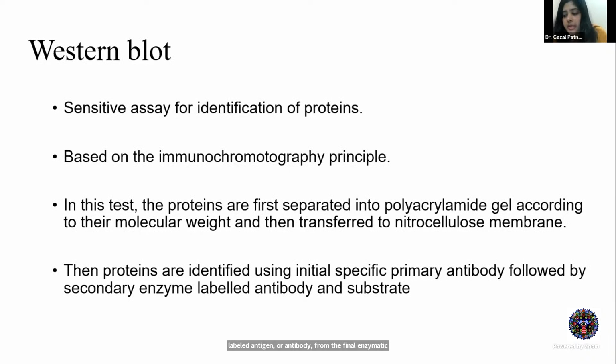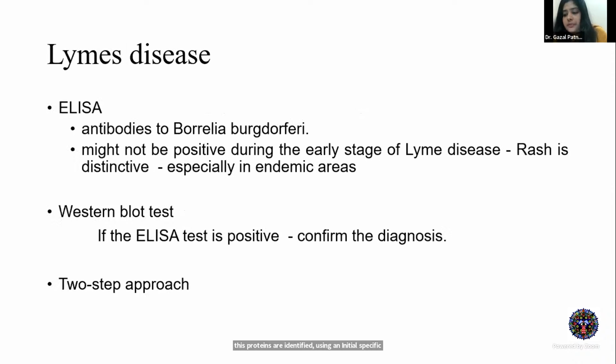The second one is the Western blot. It is a very sensitive assay for identification of proteins. It is based on the chromatography principle. In this principle, the proteins are first separated in polyacrylamide gel according to their molecular weight and then transferred to the nitrocellulose membrane. Then these proteins are identified using an initial specific primary antibody followed by a secondary enzyme-labeled antibody and substrate.